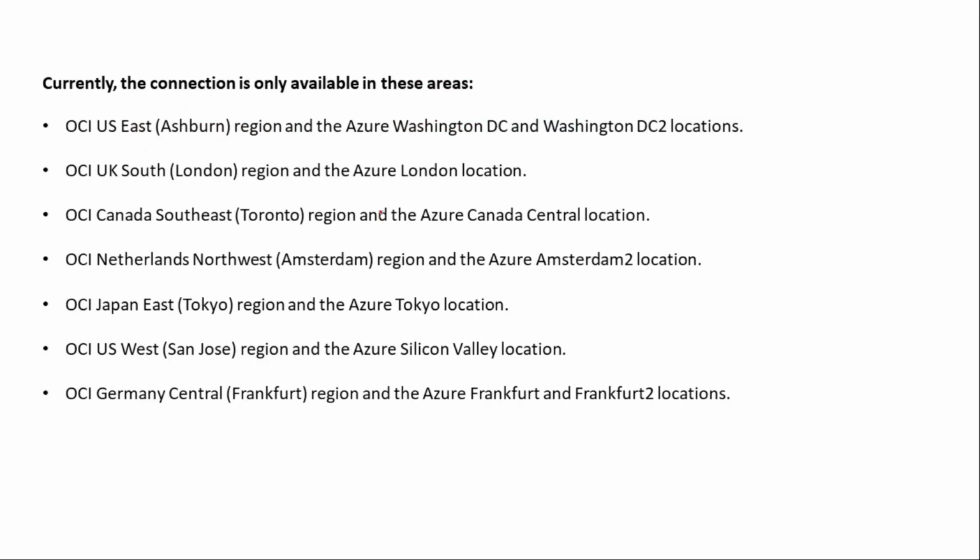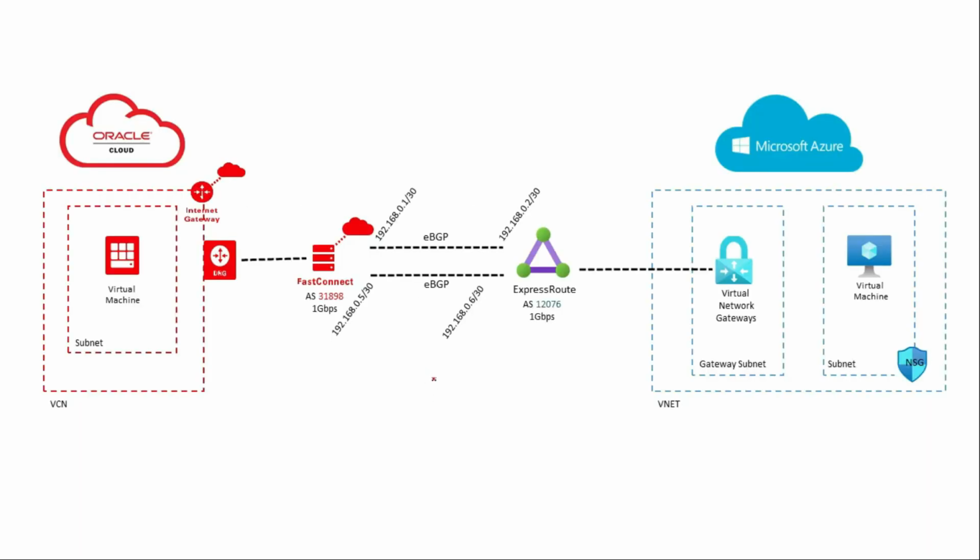At the time of recording, the partnership is available between these regions of these cloud providers. This is the architecture diagram of today's lab. We have already created VCN, subnet, and VNet in our previous labs. In today's lab, we will be implementing DRG and FastConnect at the OCI end, and virtual network gateways and ExpressRoute at the Azure end. We will be implementing two eBGP neighborships between these two cloud providers for redundancy. Let's get into the console of these two cloud providers and start implementing it.